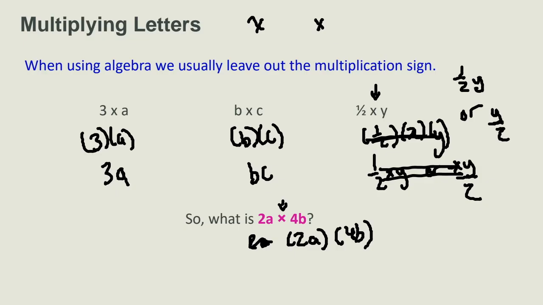So 2a times 4b, we'll talk about this more in the next couple slides, but we multiply the coefficients first. So the 2 times 4 gets multiplied first. So 2 times 4 gives me 8, and then a times b gives me ab. So again, just leaving it in alphabetical order. So we multiply the coefficients first, and then we put the letters together.